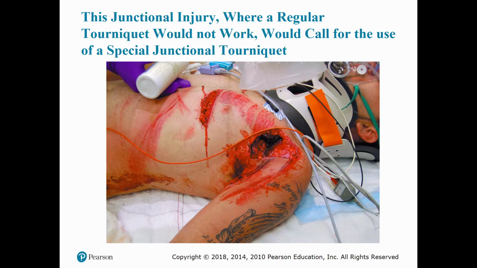If I have an injury to a spot such as here, we may need to apply what's called a junctional tourniquet. That type of tourniquet would actually go directly over the injury and apply pressure to the junction or to the joint, so that way we could potentially stop bleeding. This isn't something that we have in our area, but it is something potentially that could be coming into our region in the near future.